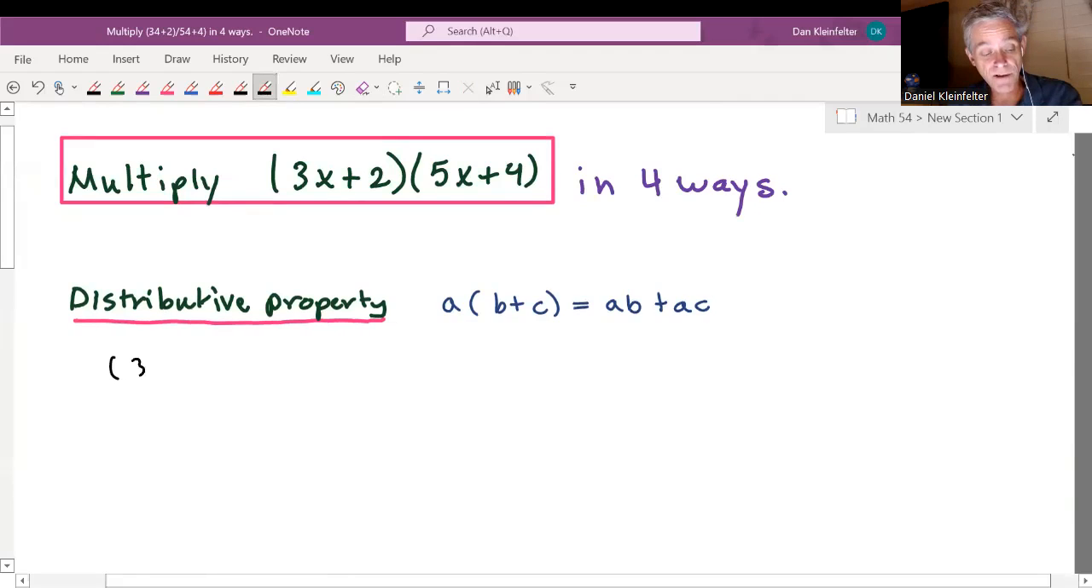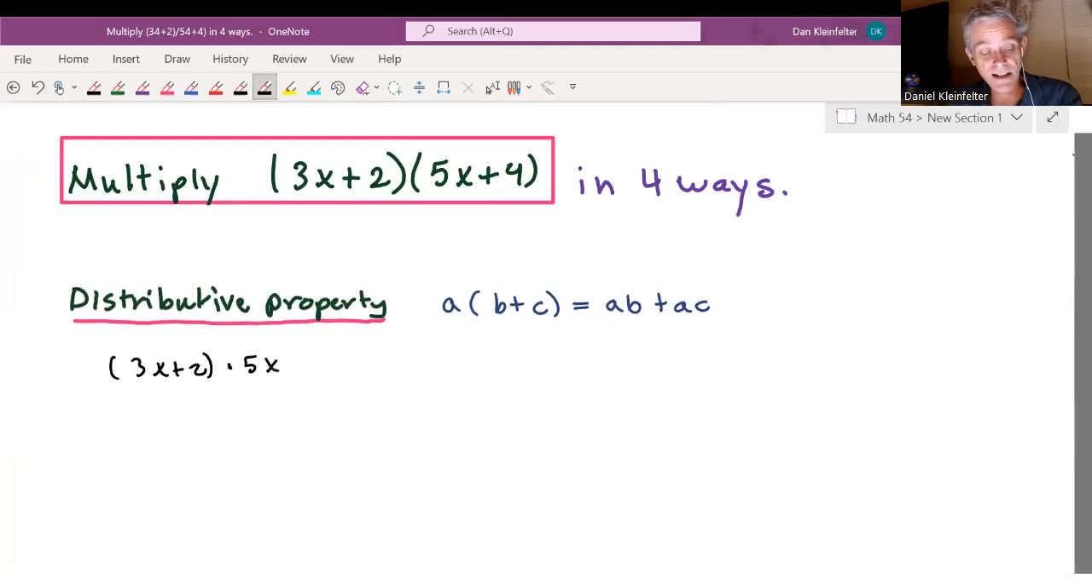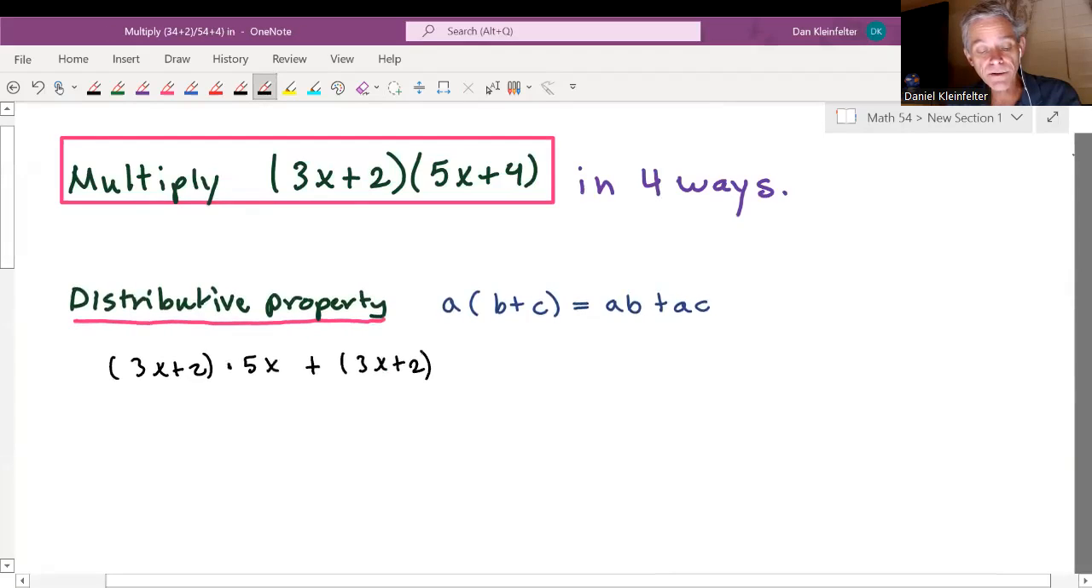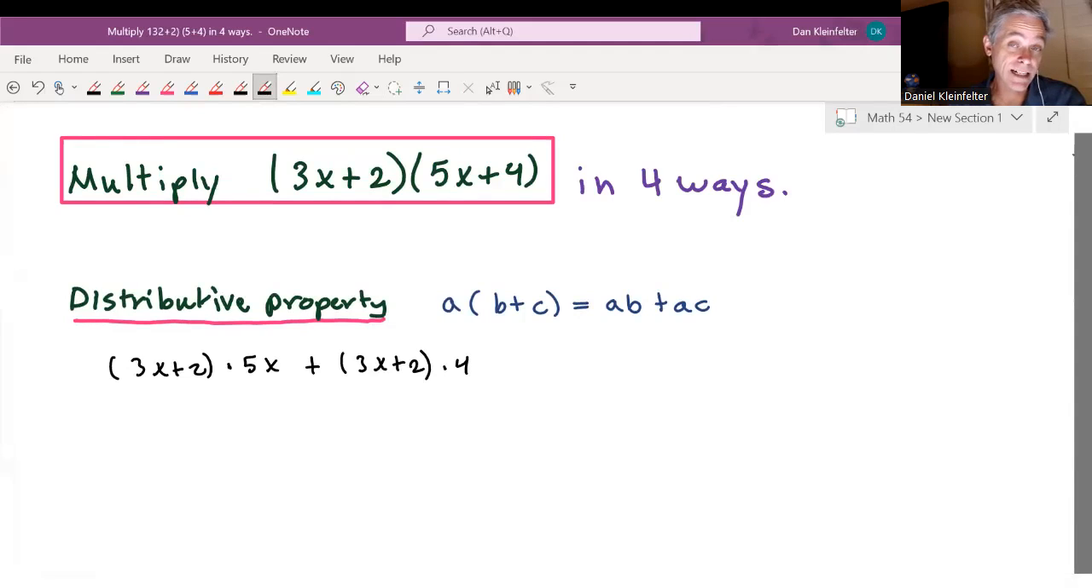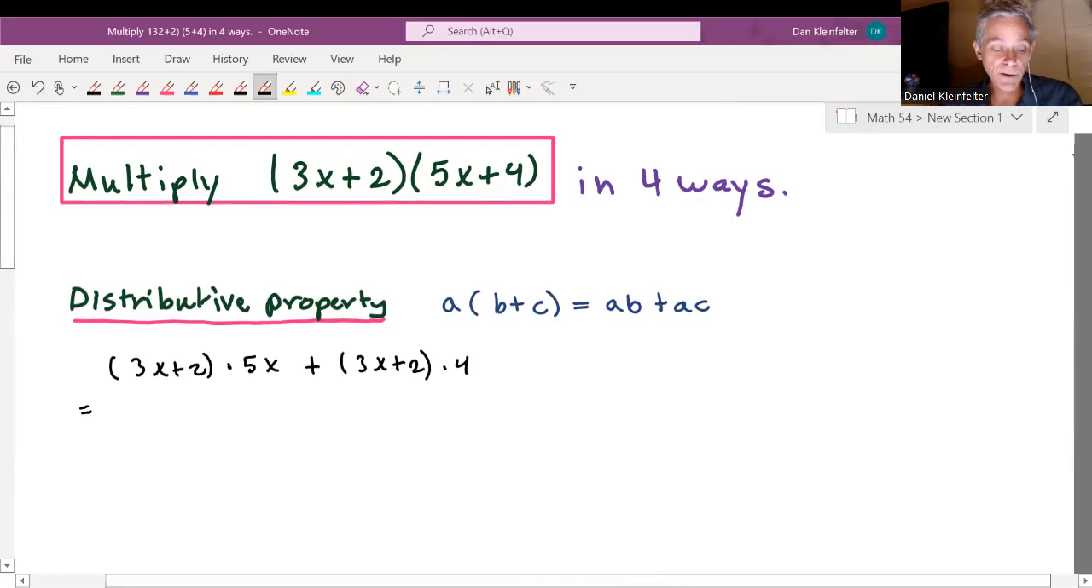So we will have 3x plus 2 gets multiplied by 5x. Then 3x plus 2 gets multiplied by 4. So the thing outside gets multiplied by each thing inside, and then we add them up. It just looks a little weird this time because the thing outside is itself a binomial. This gives us two smaller distributive property questions we can do.